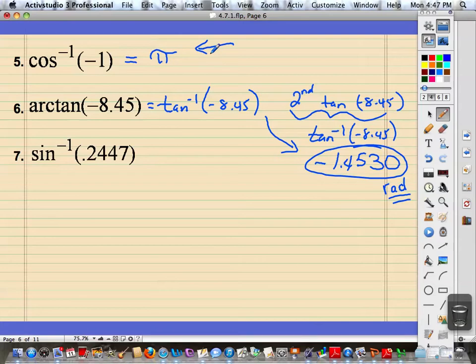So same thing with number 7. Second function sine, which is the inverse sine of 0.2447, and that is approximately 0.2472 radians. If I wanted to do that in degrees, then I would just change my mode and then go second function sine 0.2447. That would be about 14.164 degrees. So depending on which measure for the angles you wanted that in, you could get either one, but you have to remember to adjust the mode that your calculator is functioning in.